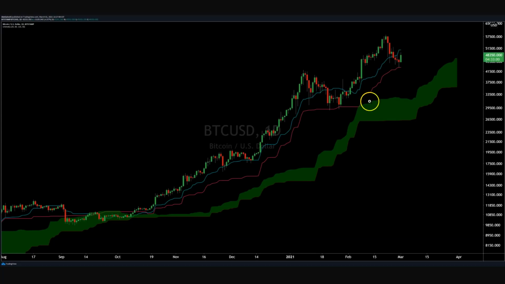How this works is if price dips into the cloud, it typically will reach the opposite end of the cloud. And you can backtest this. It happens rather frequently on the daily, especially when there's a wide cloud as there was here.